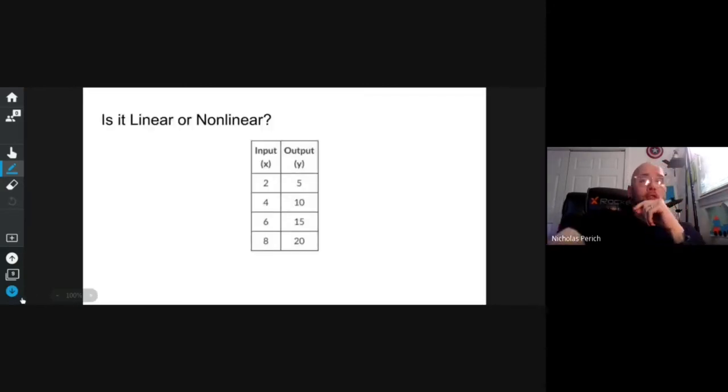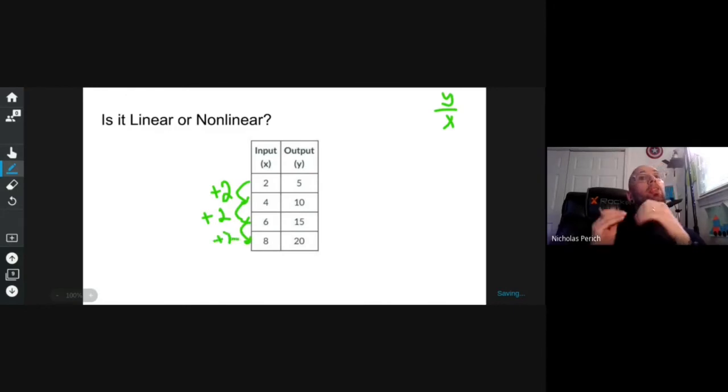Ooh, a different looking chart. Same rules. I care about the pattern of y over x. Is this linear or nonlinear? I go from 2 to 4, which is a change of plus 2. I have to add 2 to get from 4 to 6, and I have to add 2 to get from 6 to 8. That's what I do. I find the pattern. And you add 2 every time.